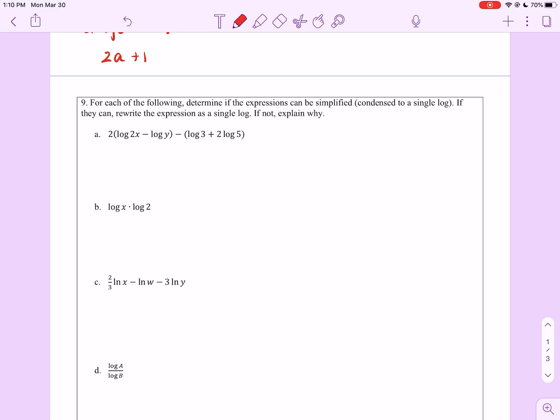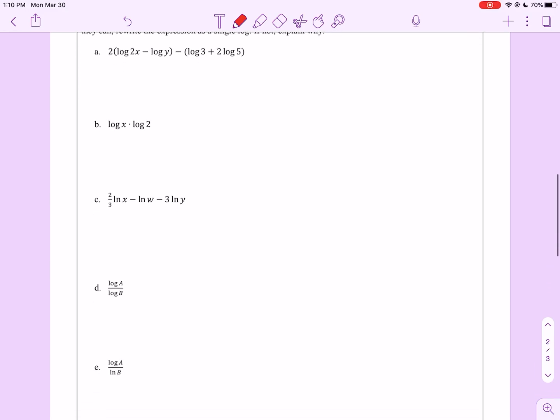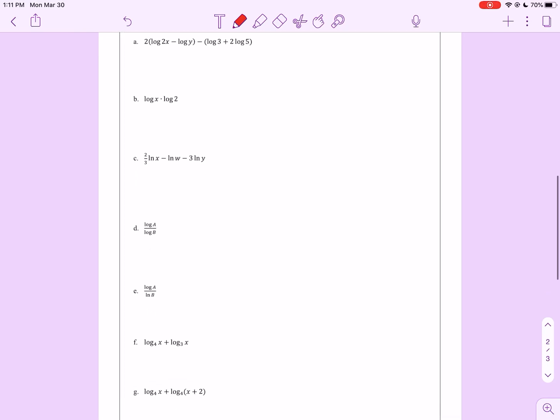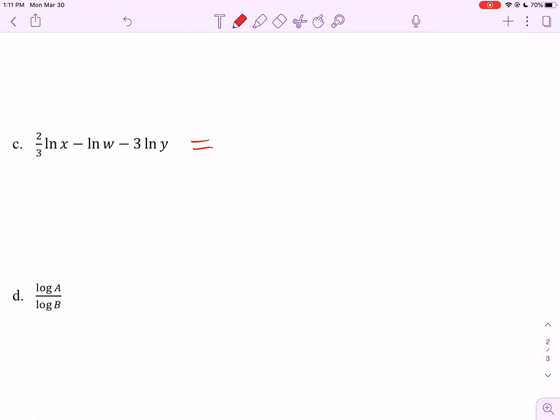Can we go in the opposite direction? So you have to know all of your rules for addition, subtraction, and multiplication to see if you can combine. So for instance, I'll just take a look at letter C with you. Okay, remember, anything in front has to come back as an exponent first. So that's what we're going to do.